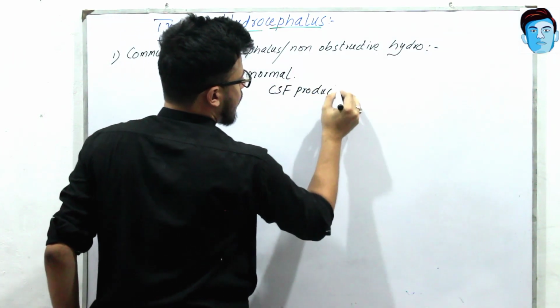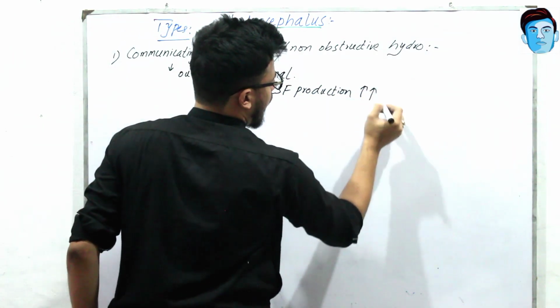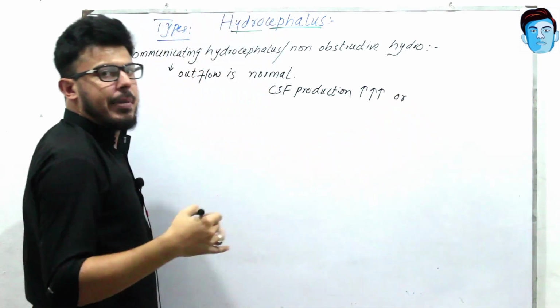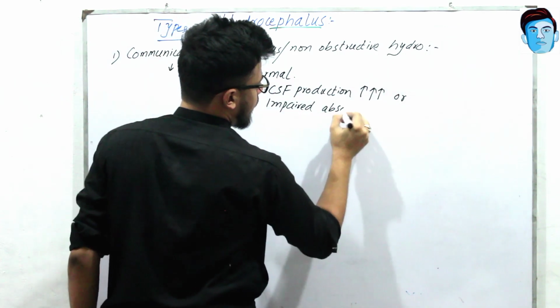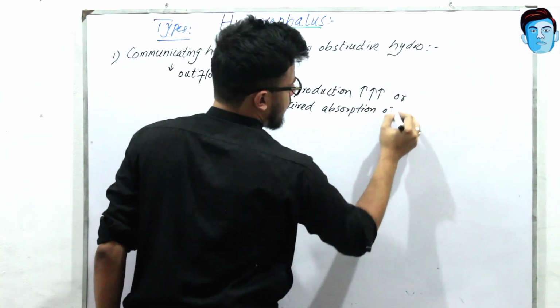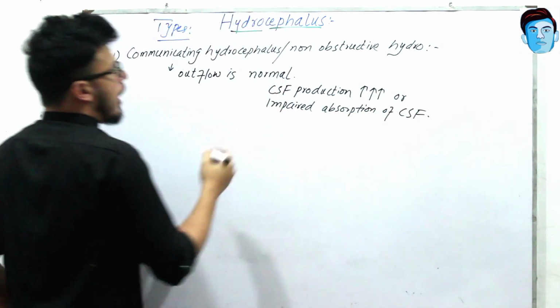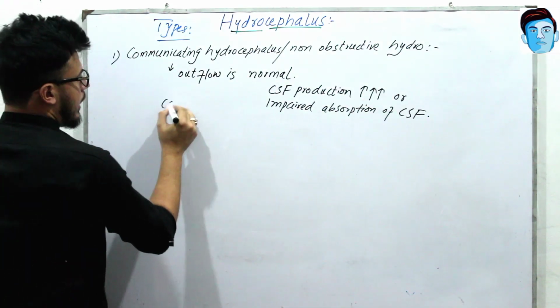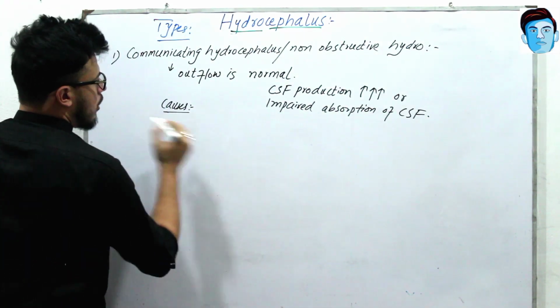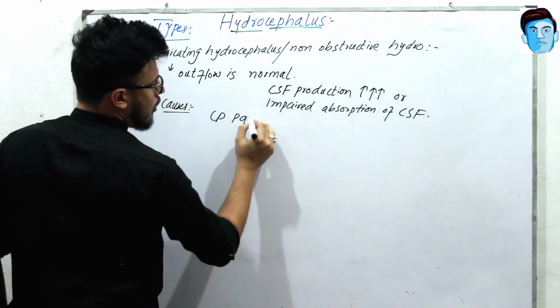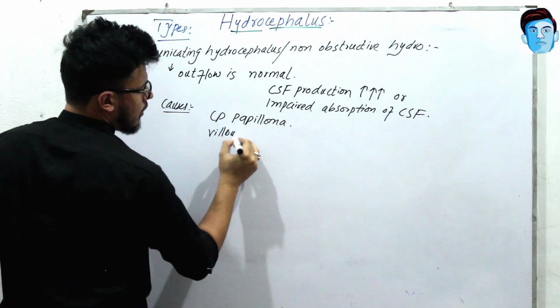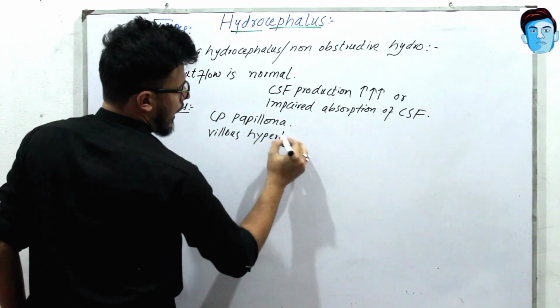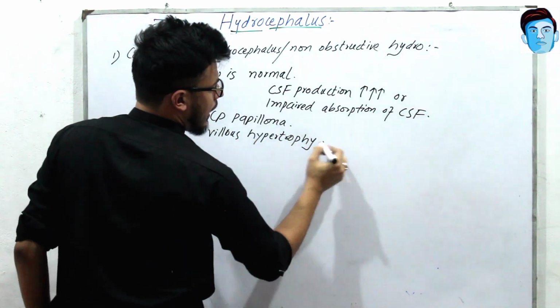Either CSF production is high, or there is impaired absorption of CSF. Now, what are the causes of communicating hydrocephalus? They are choroid plexus papilloma, villus hypertrophy, and certain infections.